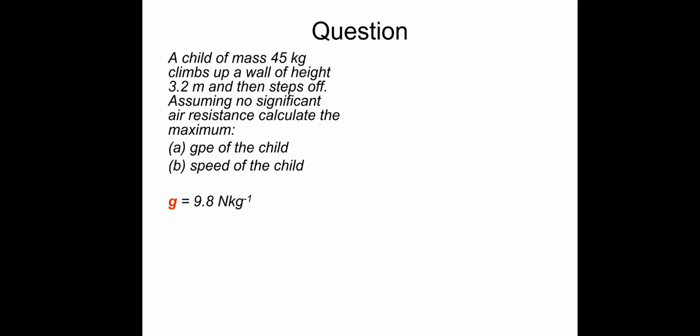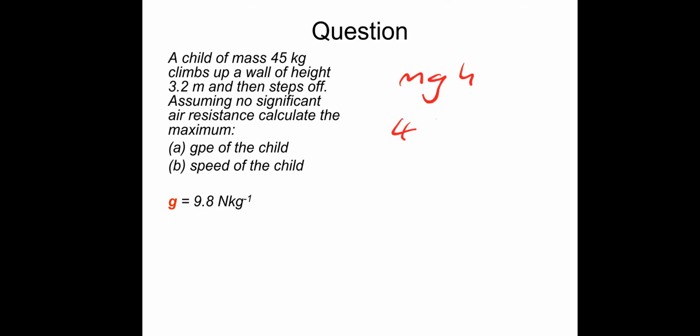Let's have a look at this one then. If you want to have a go, I'll show you how to do it. A child of mass 45 kilograms climbs up a wall of height 3.2 meters and then steps off. Assuming no significant air resistance, calculate the GPE of the child. So this is straightforward. GPE is mgh.